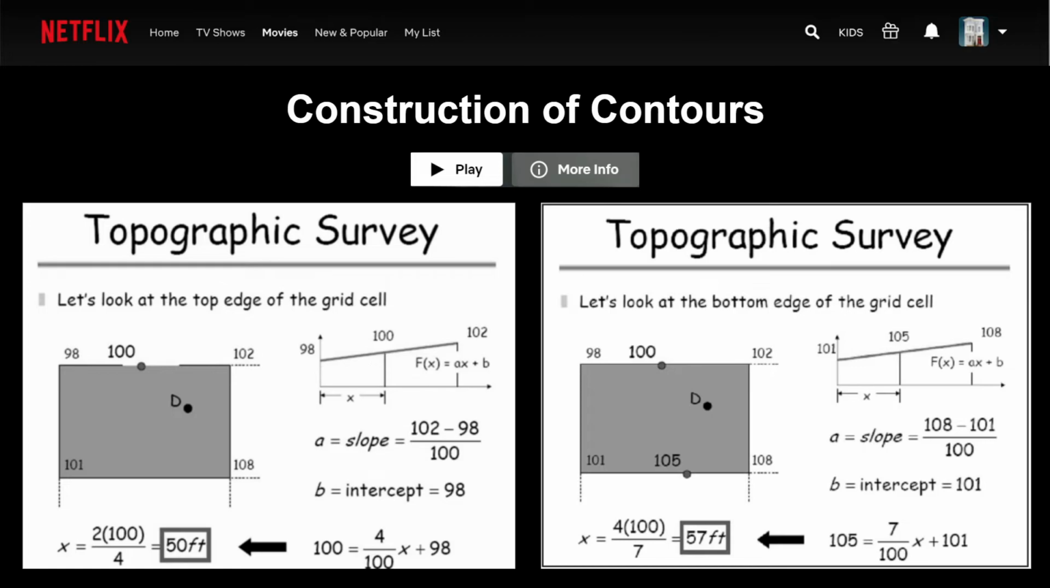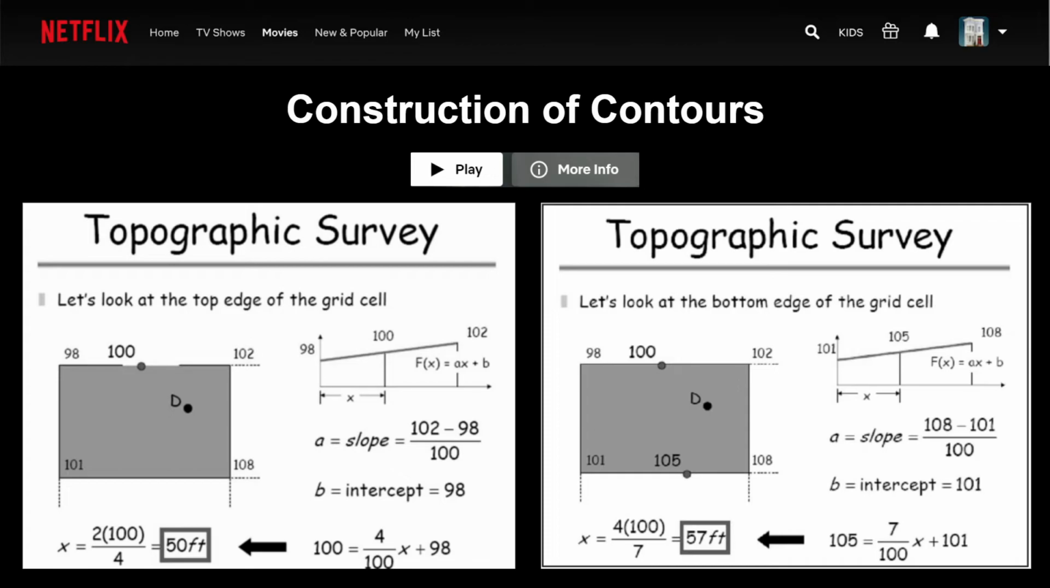So in the right image, we need to look at the bottom edge of the grid cell, focusing from 101 to 108. We will be using 105 because this is a 5 feet interval, which is 5 more than 100. Now, we'll solve it the same way as we did for the top edge of the grid cell: finding the slope, finding the intercept, and finding the horizontal distance in between 105 and 101, which is the bottom left corner of the grid.